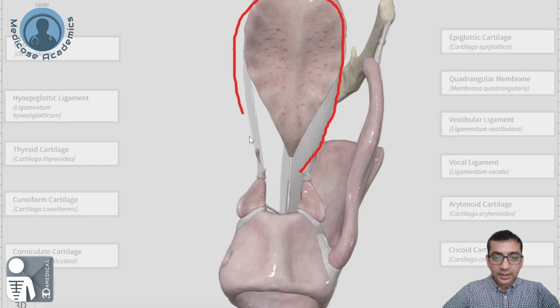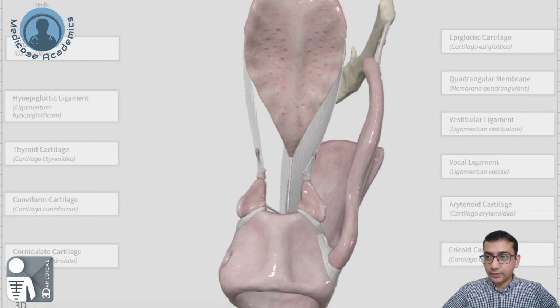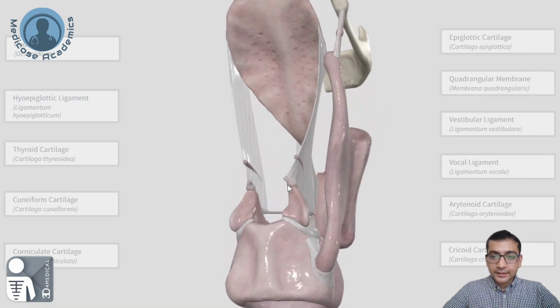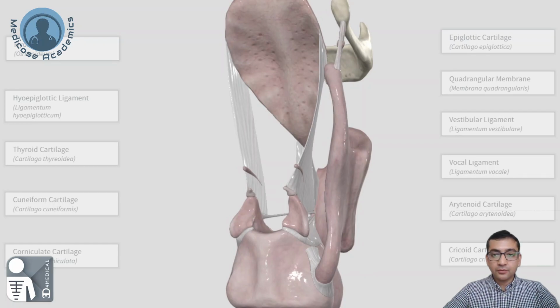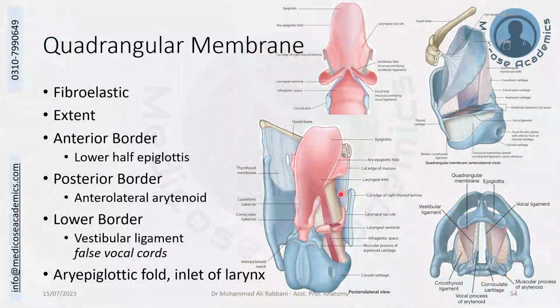Anteriorly it will be made up of the epiglottis, then the quadrangular membrane, then the arytenoid, and then the part joining between them. And it is forming the lateral wall of the piriform fossa, as can be seen right here. This part is between the quadrangular membrane and the thyroid cartilage below. This is the piriform fossa.